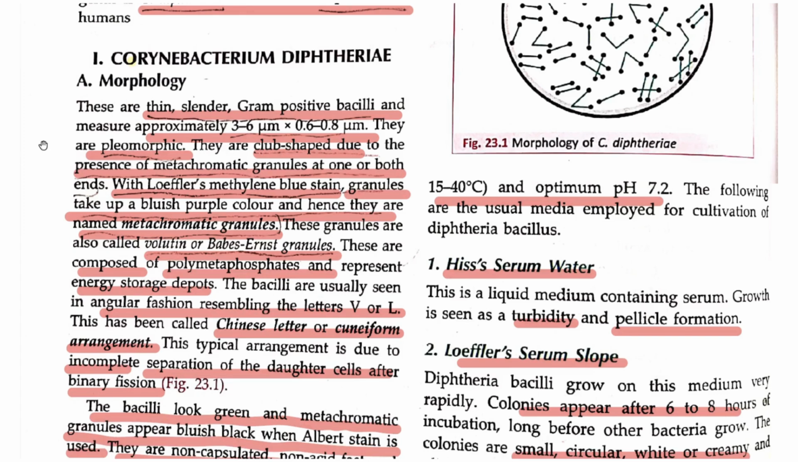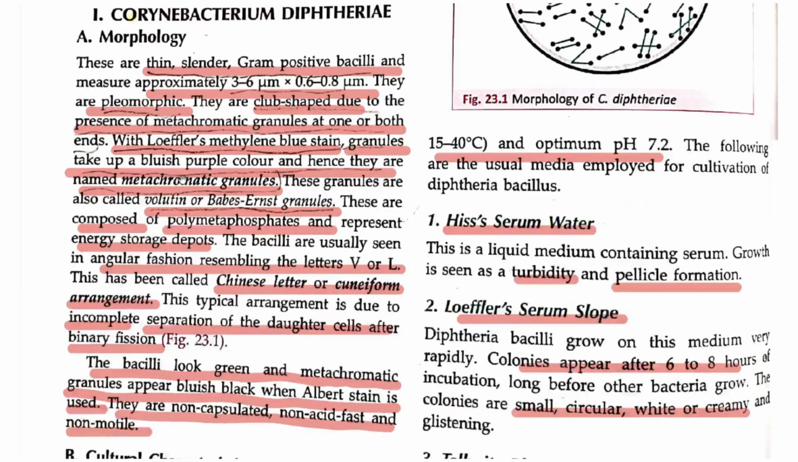In the morphology, they are thin, slender, gram-positive bacilli, and write its size. They are pleomorphic. They are club-shaped due to the presence of metachromatic granules at one or both ends. With Loeffler's serum methylene blue stain, granules take a bluish purple color and hence are named metachromatic granules. You have to mention why they are called metachromatic granules. These granules are also called volutin or Babes-Ernst granules.